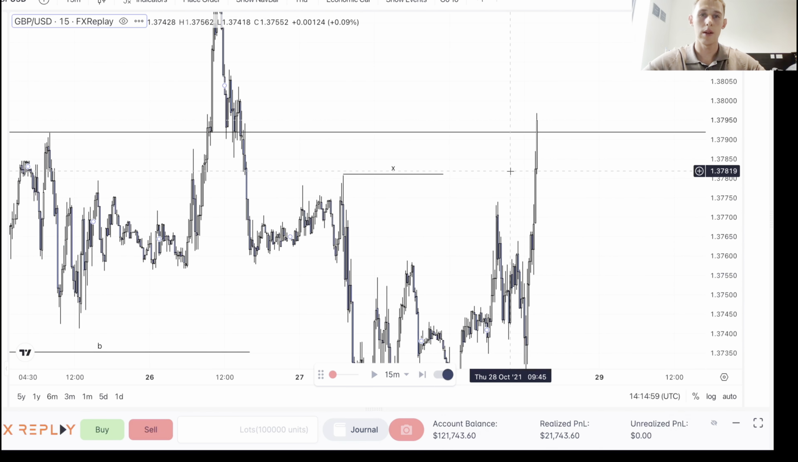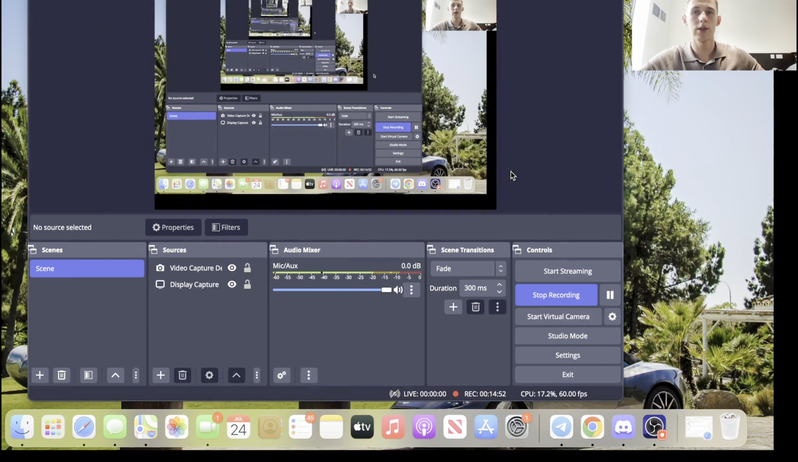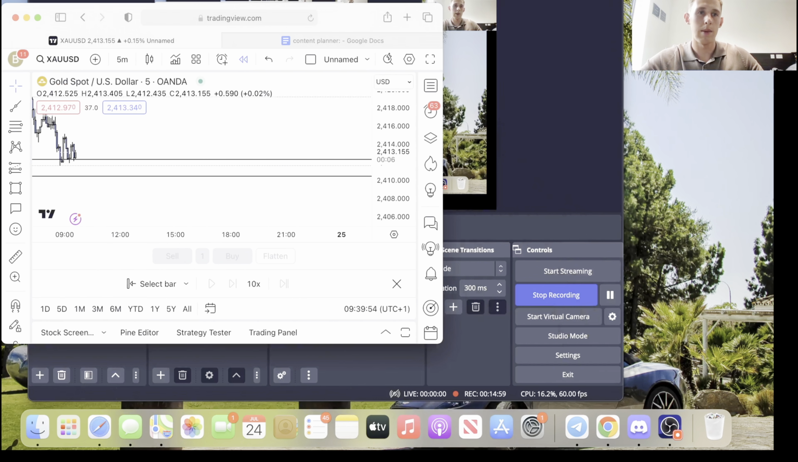Okay, so this area of liquidity has gone first. Sorry about that, somebody just rang.